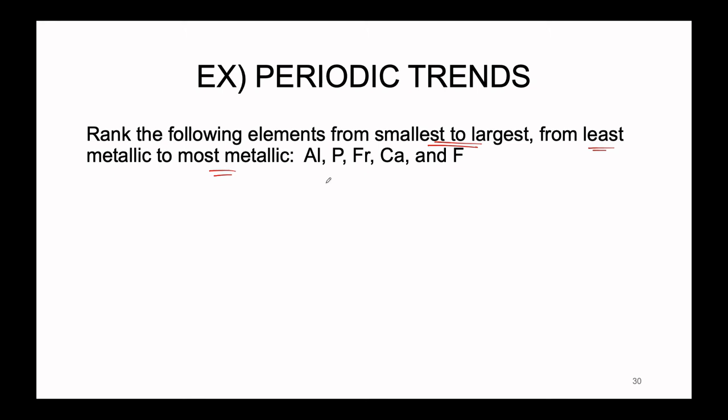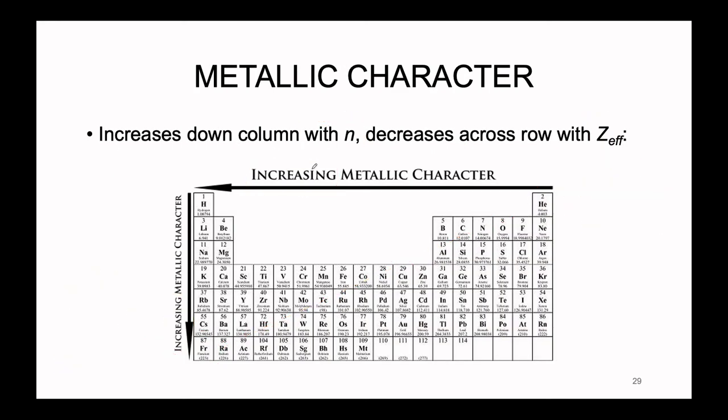All right, welcome back. So we're going to find each of these elements on the periodic table first, and then we're just going to put them in a row. So I'm going to go back to the periodic table that is the closest in terms of slide, which is right here. I'm just going to clean this up a little bit. So the elements that we were asked to rank are aluminum, phosphorus, francium, calcium, and fluorine.